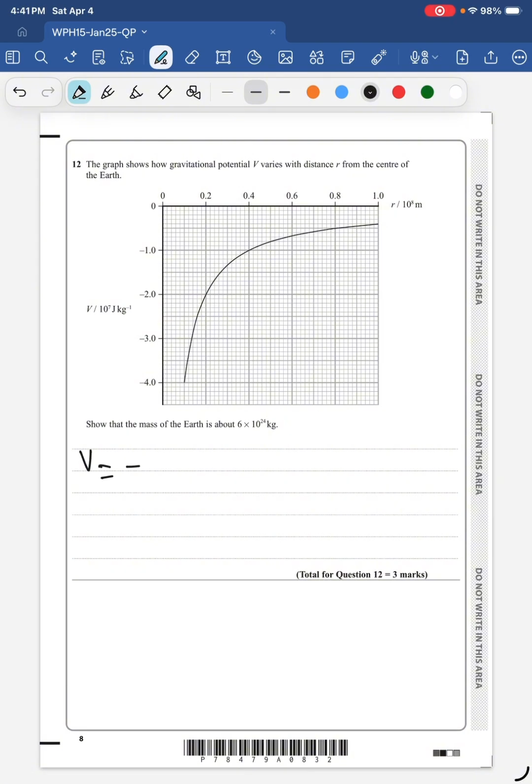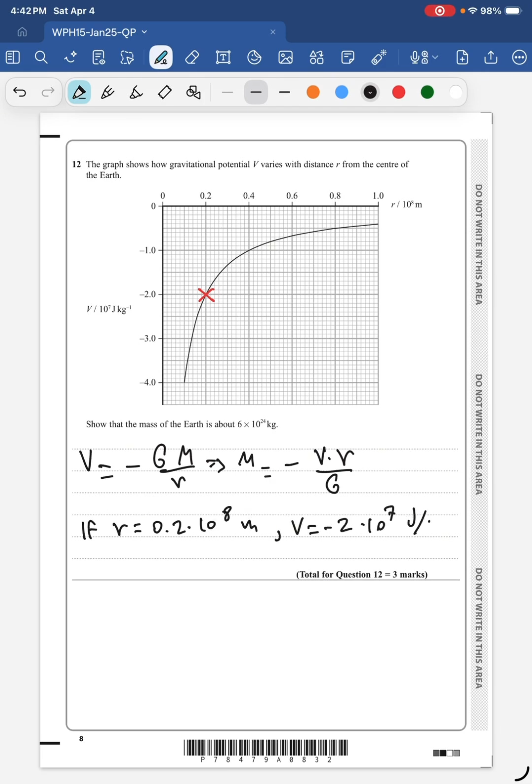So recall that V is minus G times M over R. So M is minus V times R over G. So we can choose any point we want on this graph and read the values and put them into that equation. So I chose this point over here. So if R is 0.2 times 10 to the 8 meters, V is minus 2 times 10 to the 7 joules per kilogram.